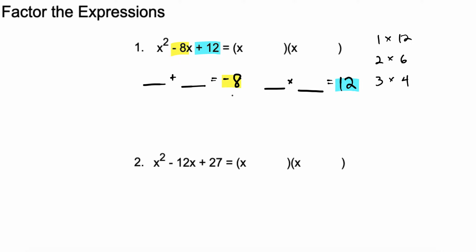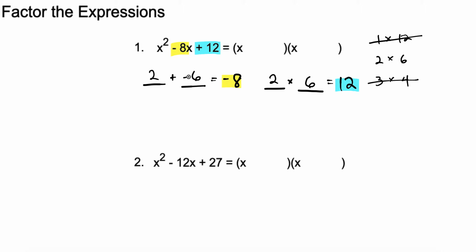So we need two numbers that add to -8. If we do 12 and 1, that is not going to give us -8, so we can just cross that one off. If we do 3 and 4, that is also not going to give us 8. So the only one left is 2 and 6. When we do 2 times 6, we get 12, and when we do 2 plus 6, we need -8.